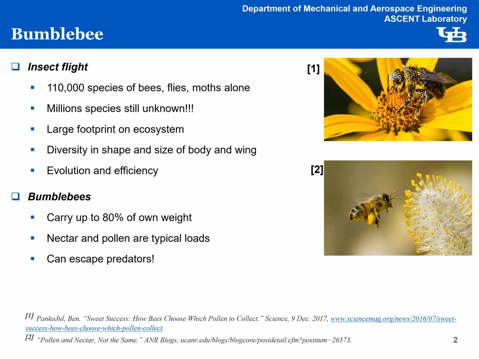There are millions of species of insects on Earth. They all have varying shape and size of wing and body for efficient flight, which they have obtained through evolution. Out of them, bumblebees are most interesting of all, as they can carry up to 80% of their own weight in terms of nectar and pollen, as you can see in the pictures. And they do this while escaping predators.